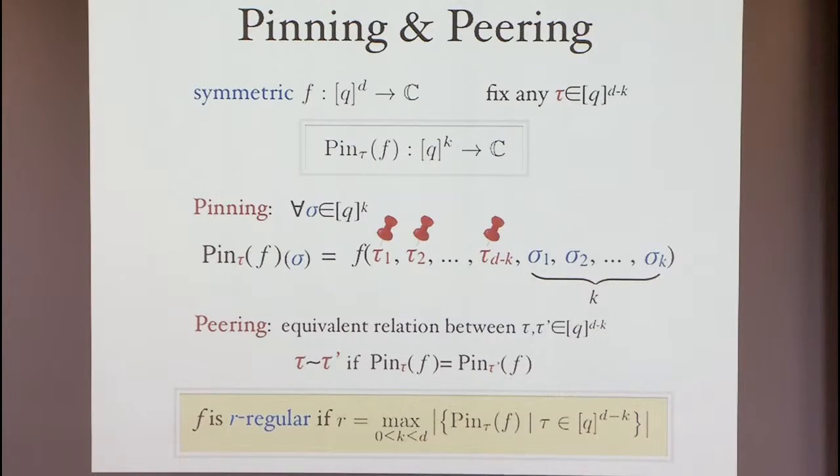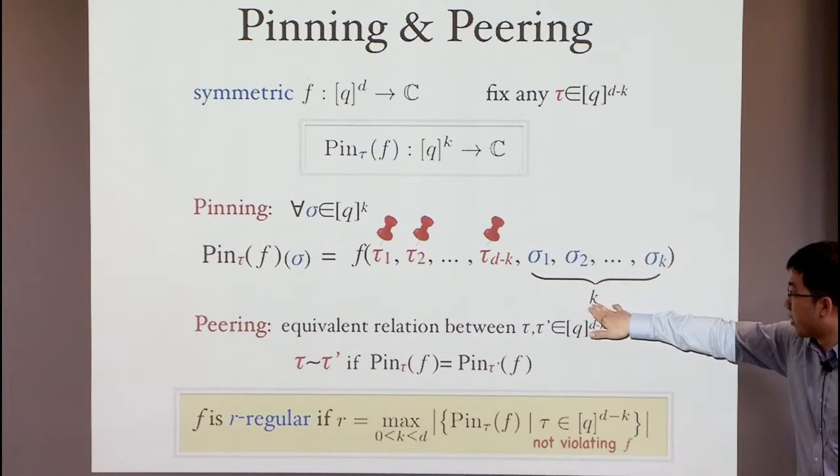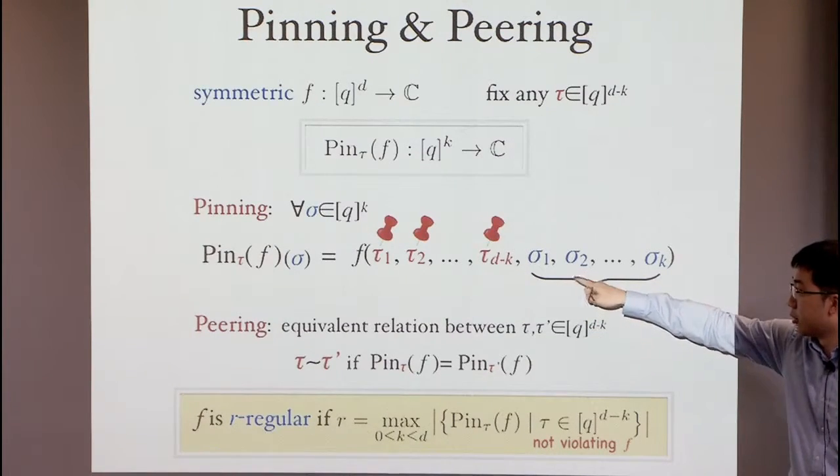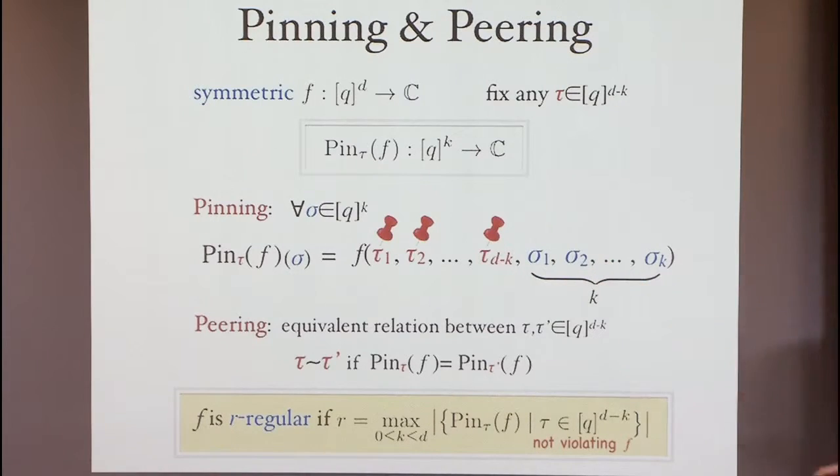For a symmetric function f, we call f R-regular if, for any k, the number of satisfiable k-ary functions produced by pinning f is at most R. So once we fix k, no matter how we pin those variables, the number of different functions it gives us is at most R.